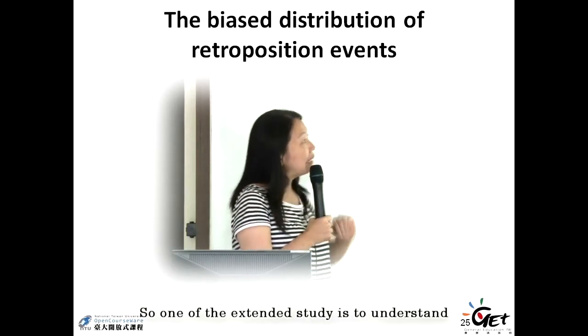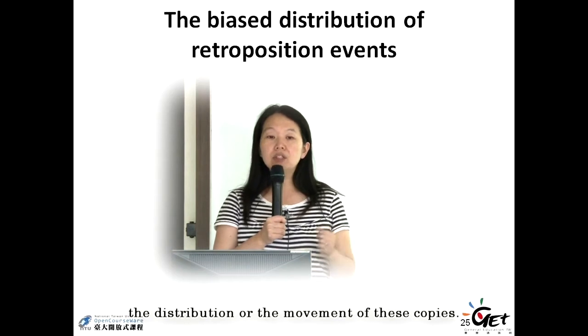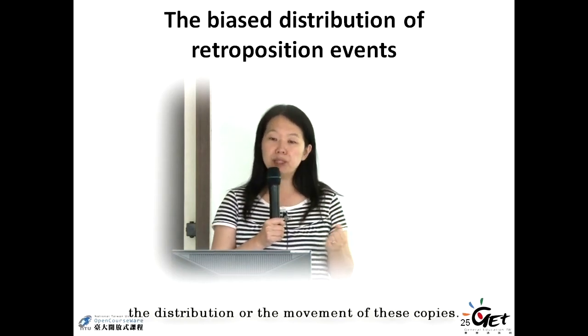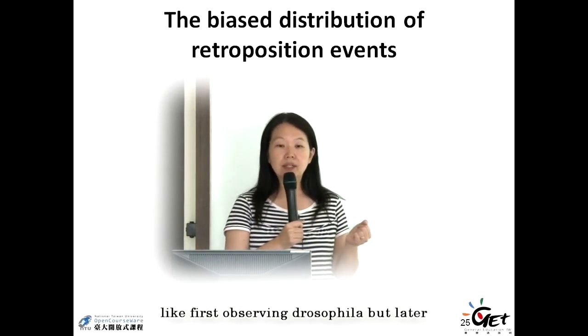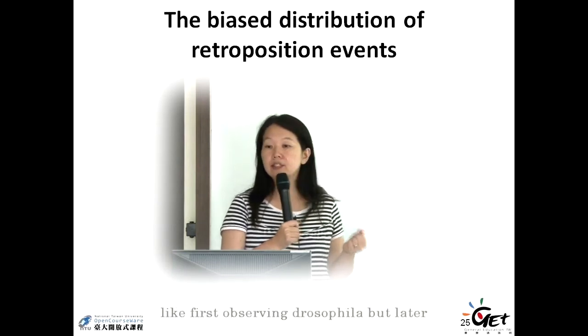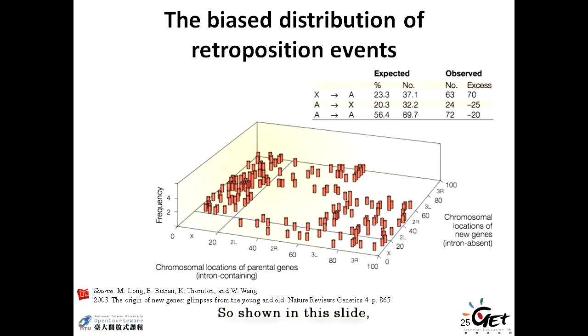So one of the extended studies is to understand the distribution or the movement of these copies. This observation was first made in Drosophila, but later in human and other organisms as well. Showing in this slide, Drosophila has three major chromosomes. X is the first chromosome, then second and third. Both the second and third chromosomes are metacentric, so they have a left arm and a right arm. This is just a little background about the chromosome, showing the x-axis.